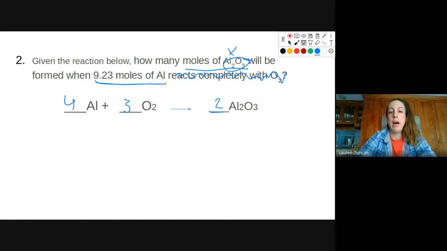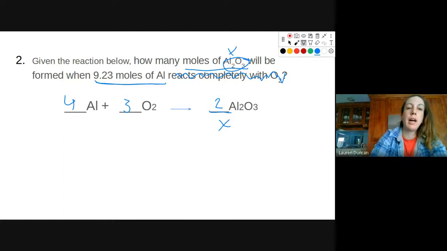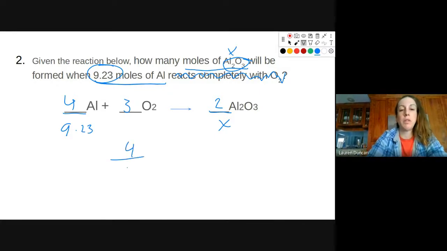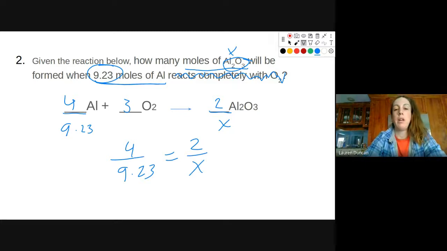I want to know how many moles of Al2O3, so under the Al2O3's coefficient, I'd put an X. It can be formed when I use 9.23 moles of aluminum, so under the aluminum's coefficient, I'm going to put down that 9.23. So then I bring it down, 4 over 9.23 from the aluminum equals 2 over X from the aluminum oxide. When I cross multiply, I get 4X equals 18.46.